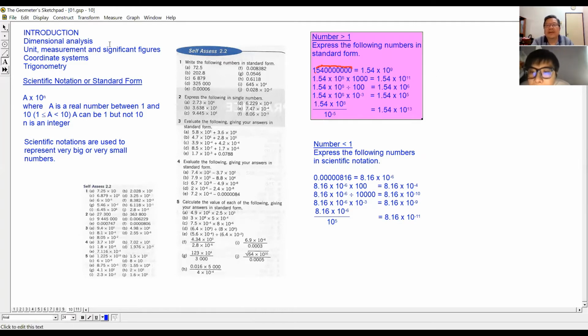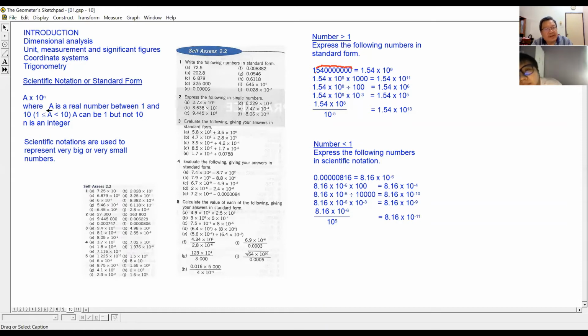1.54 times 10 to the power of 9. 2, 4, 6, 8, 9. Correct, it's 9. I typed wrongly. I typed 8 there. Okay, right. So this is how we're going to write. You count the number of places until you have one number left in front.